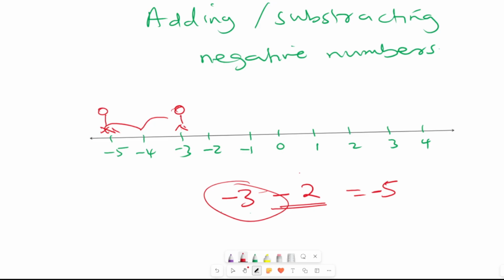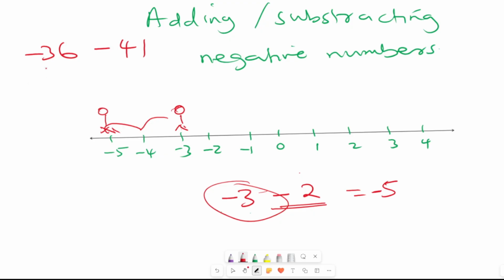Okay. But you can't always have the time to do a number line to move, especially when you are dealing with bigger numbers. If I came and I said minus 36 minus 41, what are you going to do? Are you going to draw a long number line to count all the steps? That is not possible. So let's learn how to do that.